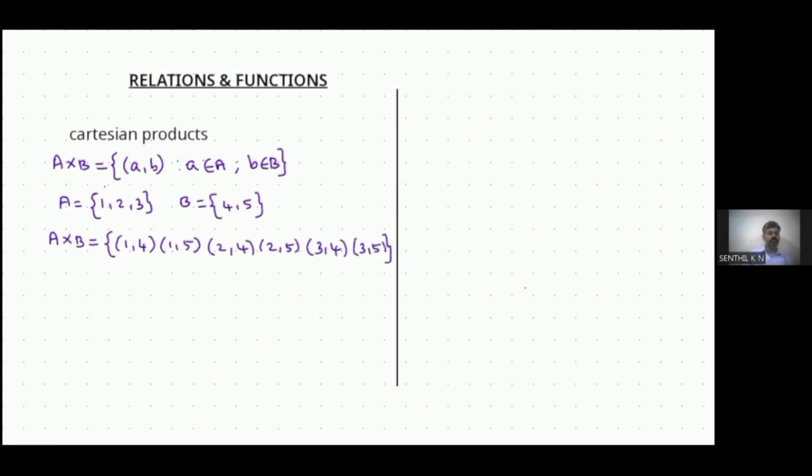Now, how to find the number of elements in A cross B? We have a formula for that: n(A cross B) equals n(A) into n(B). Here we just have to know the number of elements in sets A and B. We have 3 elements in A, so n(A) equals 3, and n(B) equals 2. We just multiply both numbers to find the number of elements in A cross B. Here we have totally 6 elements. Therefore, n(A cross B) is 6.